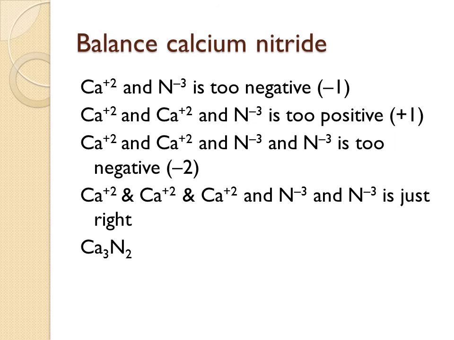All right, so calcium nitride: calcium is a +2 and nitrogen is a -3, so you have to get those to balance. One of each gives you too much negative charge. If you add another calcium, it's too positive. So you keep going back and forth, add another nitrogen, and then finally when you add another calcium, you have a total of +6 from the 3 calciums and -6 from the 2 nitrogens, and so that's just right. The formula Ca3N2 gives you a total charge of 0 in that compound.